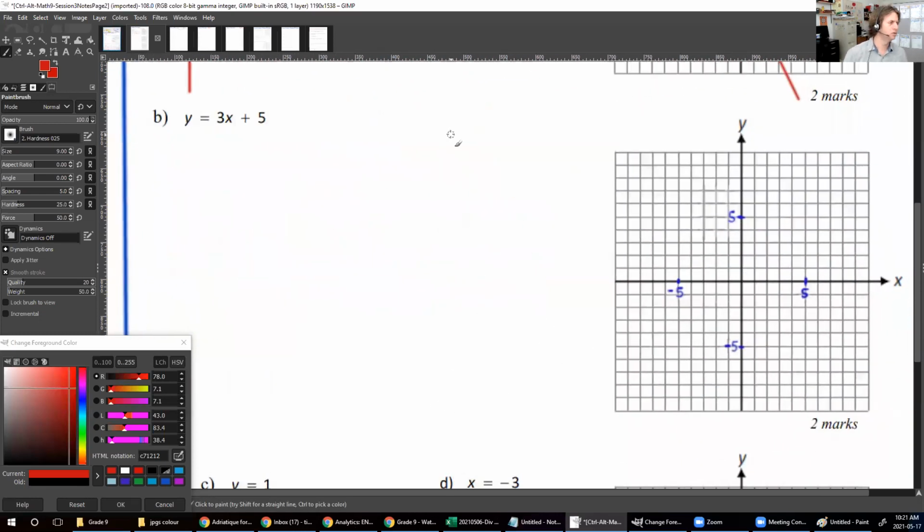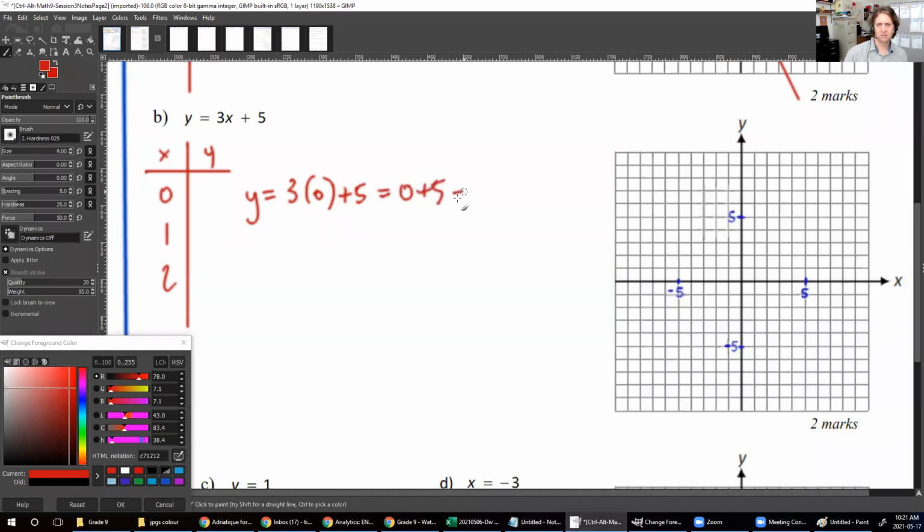All right, number 2. Here we go. I'm going to start with a table of values. We do 0, 1, 2, because those are usually the easiest numbers. I'm going to just replace my x into the equation to find out what y is. So 3 times 0 plus 5 equals 0 plus 5, which is 5.